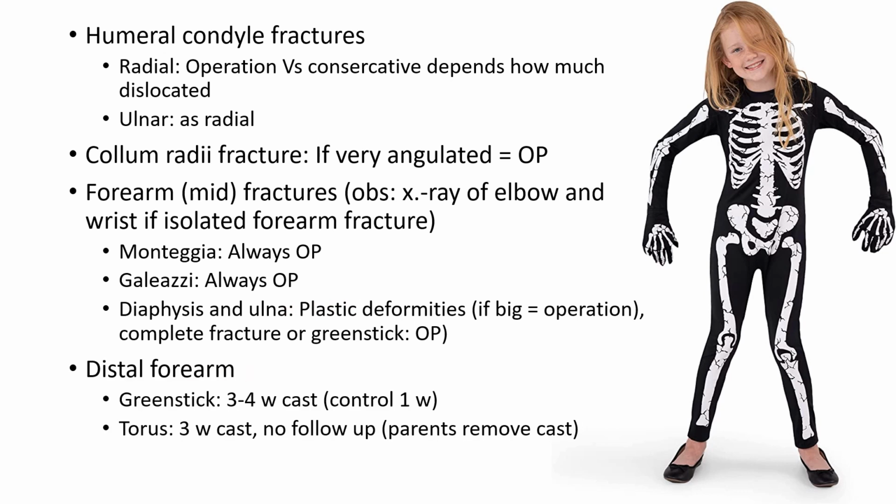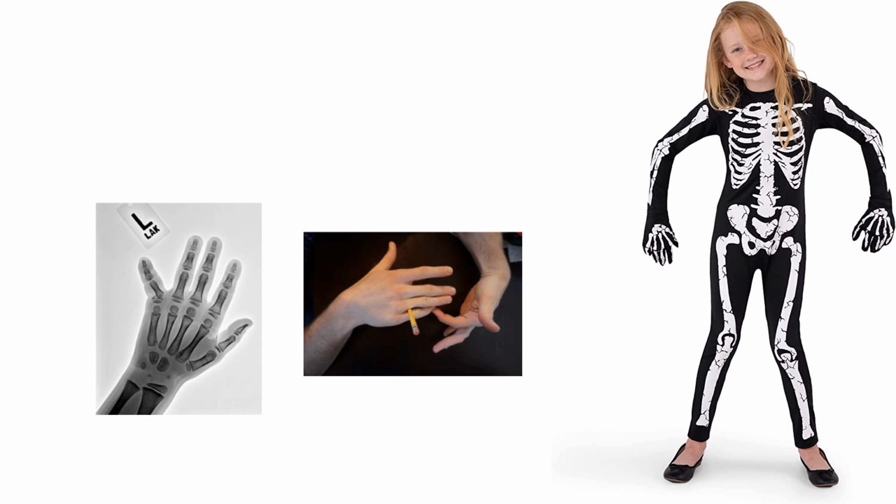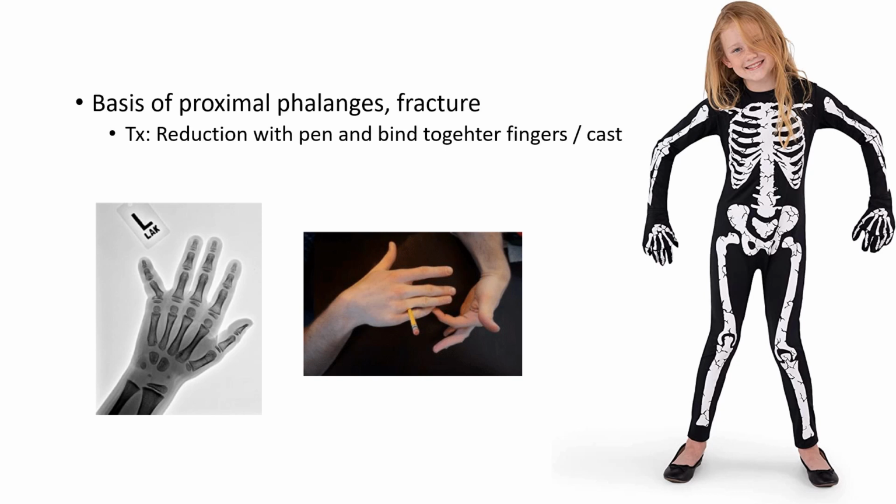Okay, distal forearm fractures. This was the most common, right? Usually if it's a greenstick, then it's casted 3 to 4 weeks, and then control in 1 week to see if it's healing. If it's a torus fracture, then usually you give the cast for 3 weeks, no follow up. The parents can remove the cast themselves. And then there's this kind of fracture, and this little tip on how to fix it.